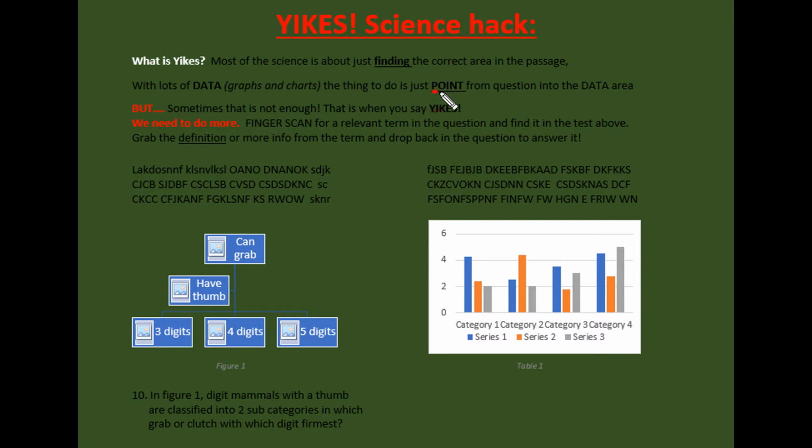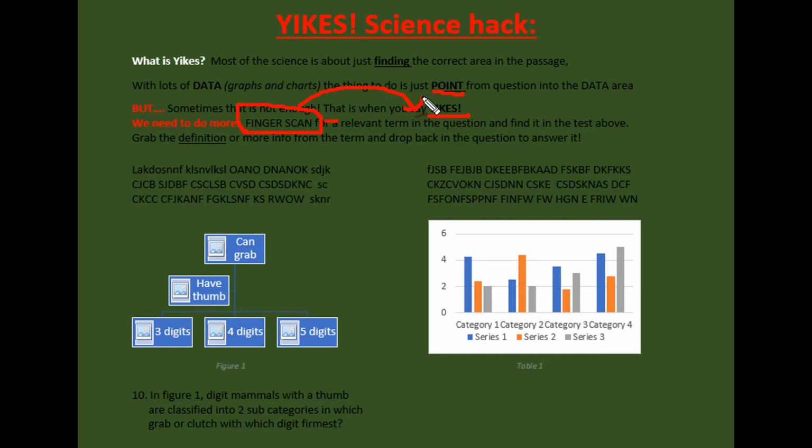All right, so let's say that you did that, but we still can't answer the question. We hit the yikes area, and we need to supplement our understanding by simply finger scanning for something that's relevant in the question. A noun or a verb. For me, since it's science, and science is dealing with stuff moving around, I love the action words, the verbs. That's what I usually look for in the question for finger scanning to supplement a yikes problem.